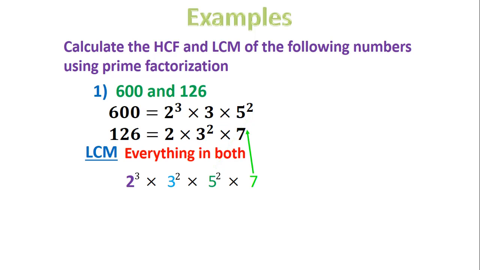The 7. Can you see that it only happens in the 126? And so we can just write down 7 to the power of 1, or just 7. Now if you put that all into our calculator and press equals, we get 12,600. Most of the time you can just leave it as 2 to the 3 times 3 squared times 5 squared times 7. Alright, you don't need to change it to 12,600.